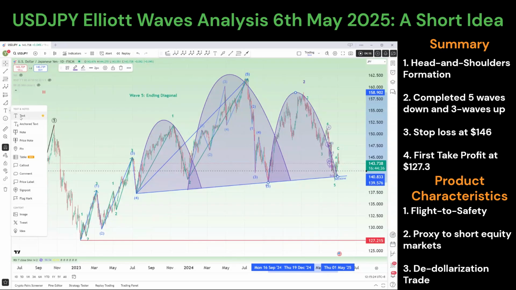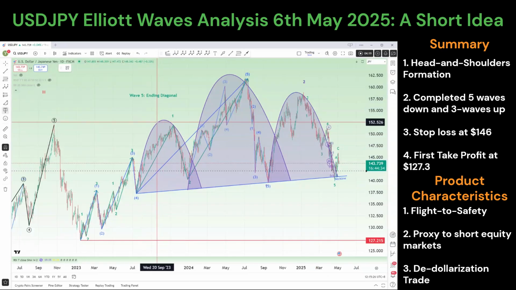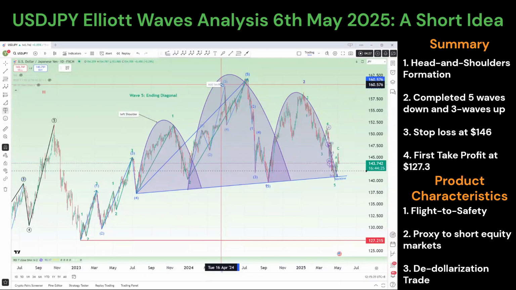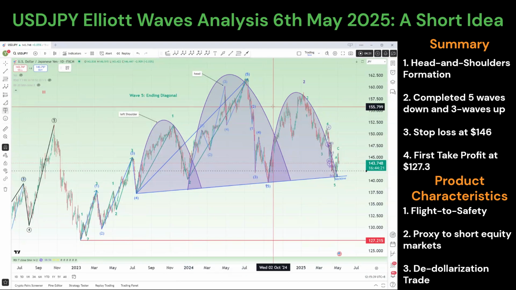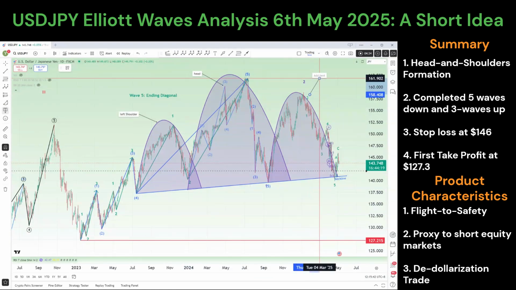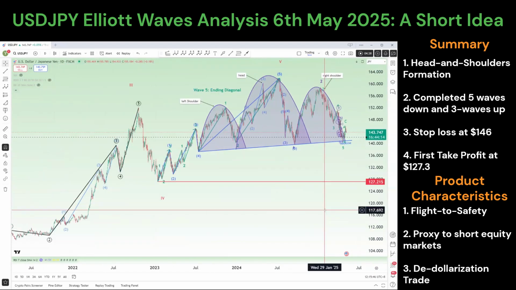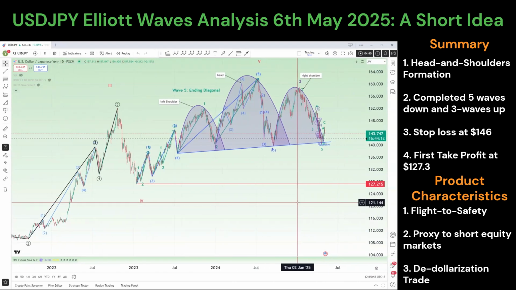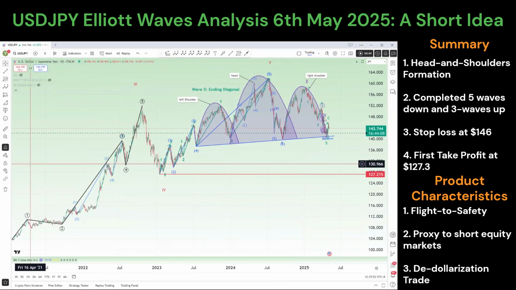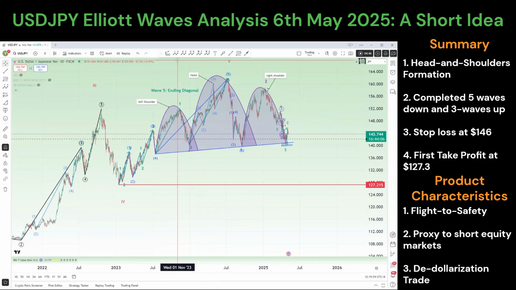So let me put in a note here. Then this one will be the left shoulder, and then we have this, which is the head, and finally we have this, the right shoulder. So before we dive in even more to the count here, I want to demonstrate this measurement rule.